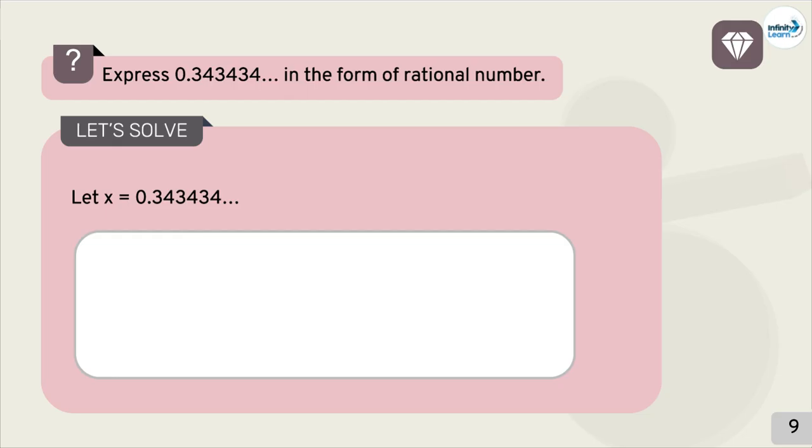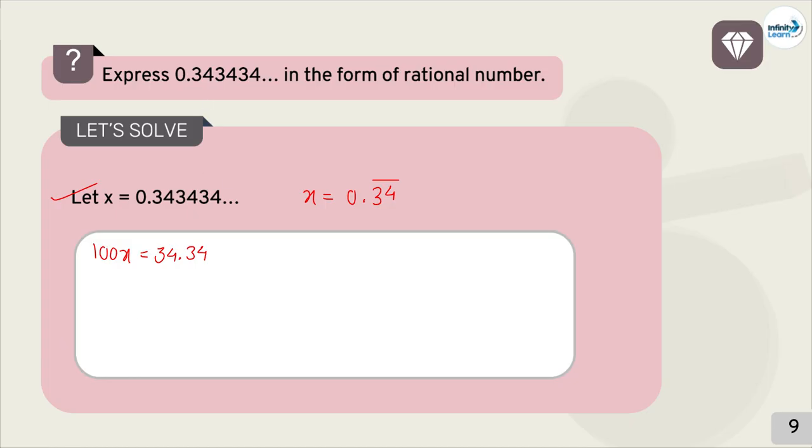Express 0.343434 in the form of a rational number. First of all, write the question in the form of x. How many numbers are repeating? Two numbers are repeating, so I can write 0.34 bar. If a single digit is repeating, just multiply the number with 10. Here two numbers are repeating, so multiply the number with 100. So 100x will be 34.34. If three digits are going to be repeated, then multiply with 1000.